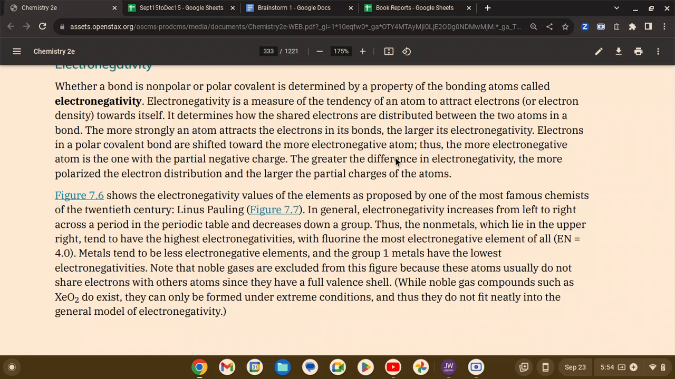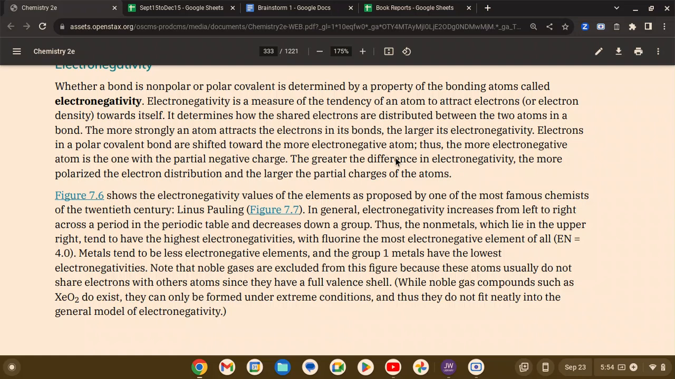Electronegativity. Whether a bond is nonpolar or polar covalent is determined by a property of the bonding atoms called electronegativity. Electronegativity is a measure of the tendency of an atom to attract electrons or electron density toward itself. It determines how the shared electrons are distributed between the two atoms in a bond. The more strongly an atom attracts the electrons in its bonds, the larger its electronegativity. Electrons in a polar covalent bond are shifted toward the more electronegative atom. Thus, the more electronegative atom is the one with the partial negative charge. The greater the difference in electronegativity, the more polarized the electron distribution and the larger the partial charge of the atoms.